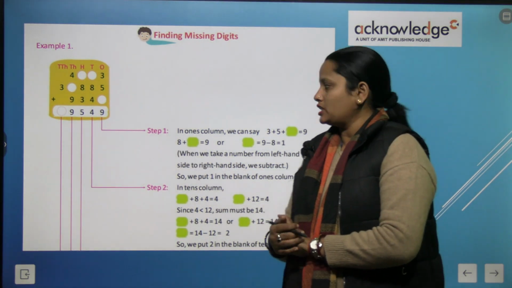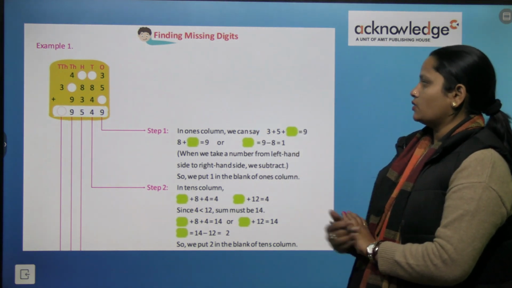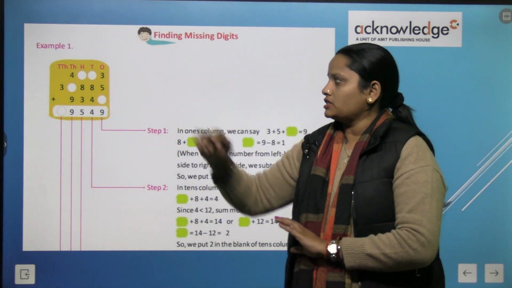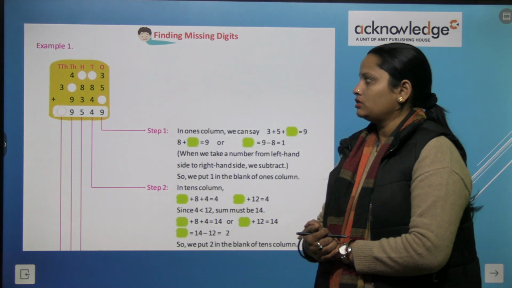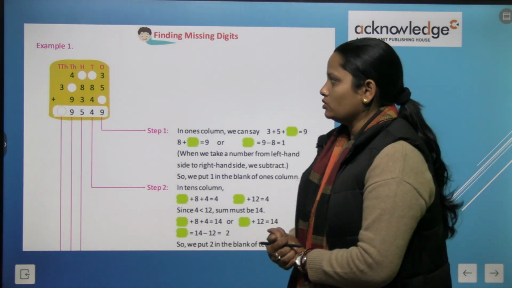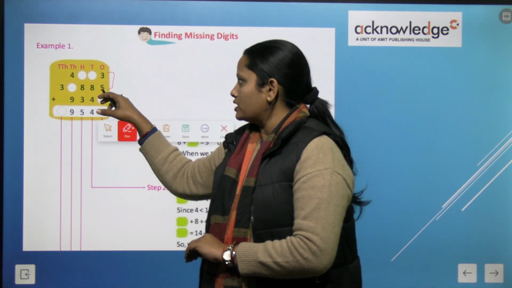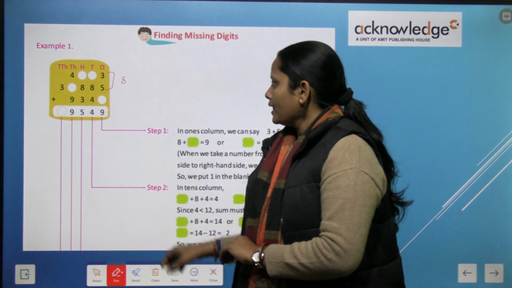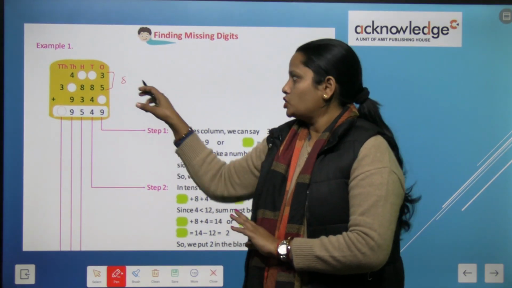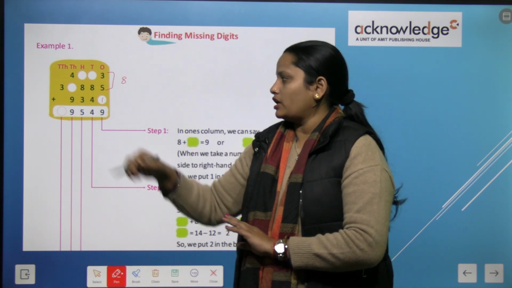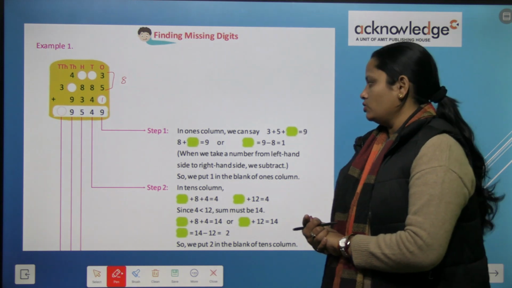So here the step one says, in ones column we can say 3 plus 5 plus dash is equal to 9. So ones column को हम अगर ध्यान से देखेंगे तो 3 plus 5 is equal to 8, 5 plus 3 is equal to 8. अब 8 आ रहा है इन दोनों को plus करके. Okay, लेकिन एक number missing है और answer क्या आना चाहिए, 9. So 8 में हम क्या add करेंगे कि 9 answer आएगा. So here we have to add 1. So 9 minus 8 is equal to 1.